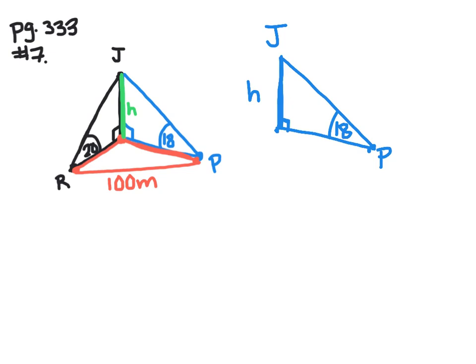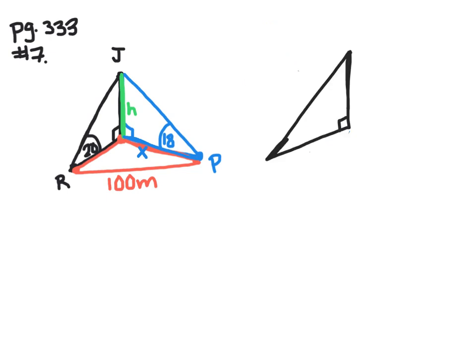It would have been nice if they gave us this measurement right here, which I'll call X because I have no idea what it is. If they gave us that measurement there, we'd find H, no problem, using trig ratios. So I'm going to label that as X. We don't know what this measurement is, but if they did give us this measurement, we could solve that problem right away.